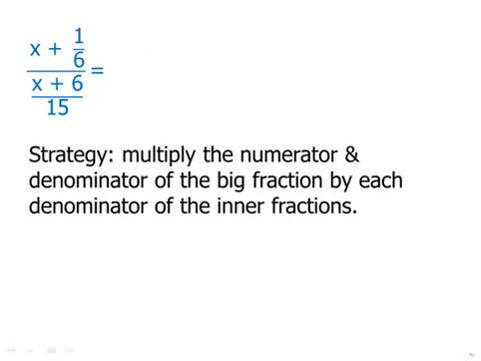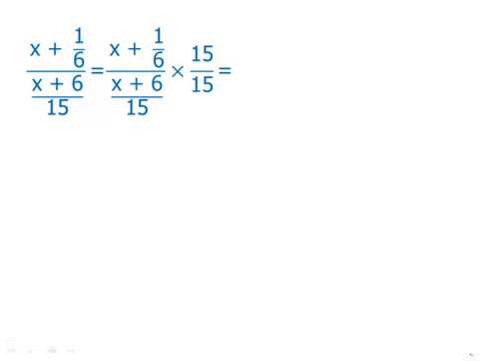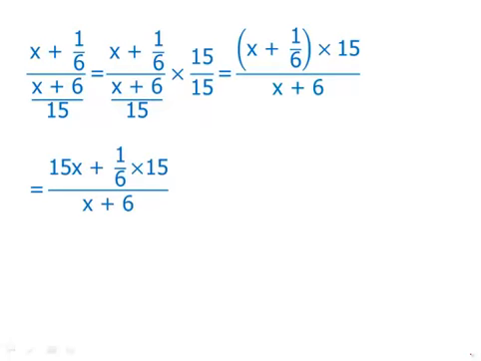The strategy will be to multiply the numerator and the denominator of the big fraction by each denominator of the inner fractions. So I'm going to start with that 15. I'm going to multiply the numerator and denominator by 15. In the denominator, it will just cancel, and I'll get the numerator, which is x plus 6, the numerator of that little fraction. So I've eliminated the fraction in the denominator at this point. I will distribute the 15 in the numerator. So I get 15x, then I get 1/6 times 15, and that simplifies to 5/2.